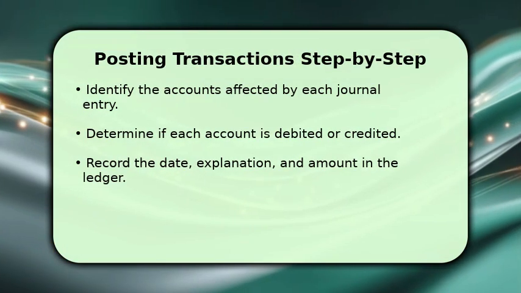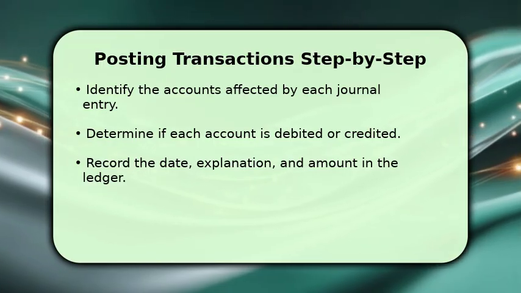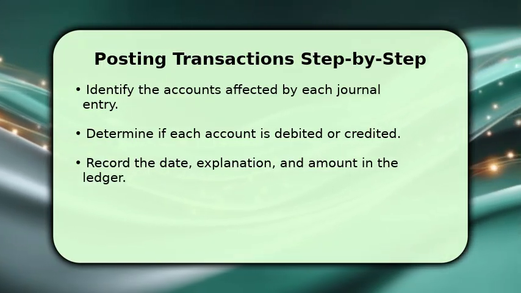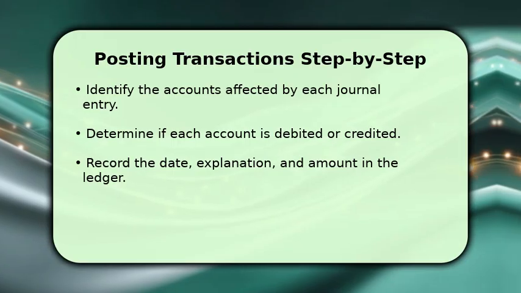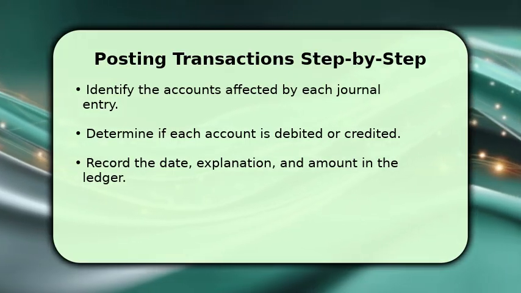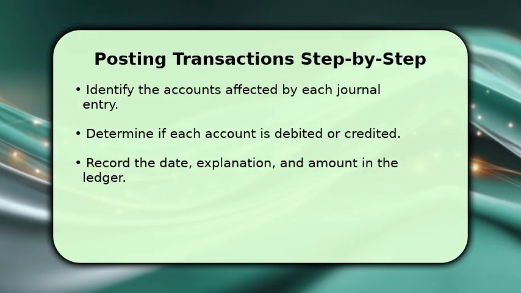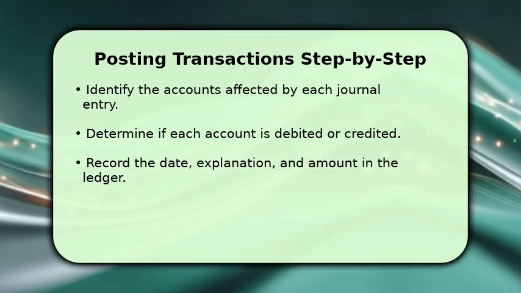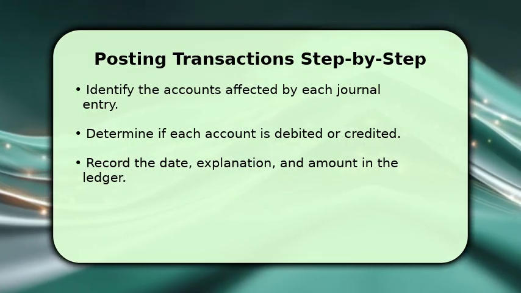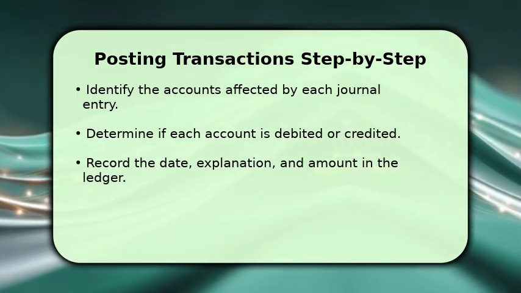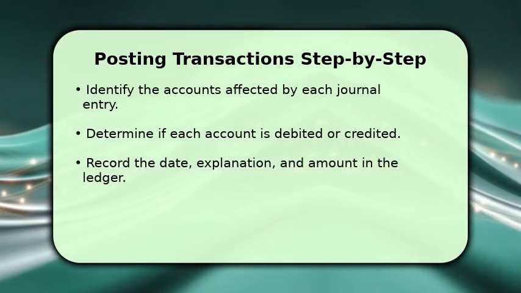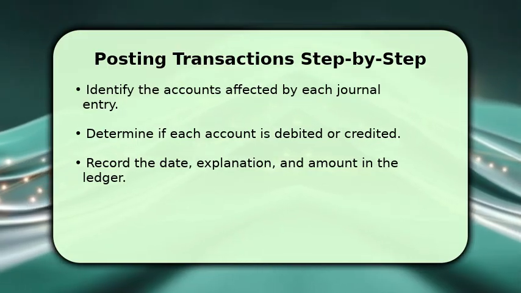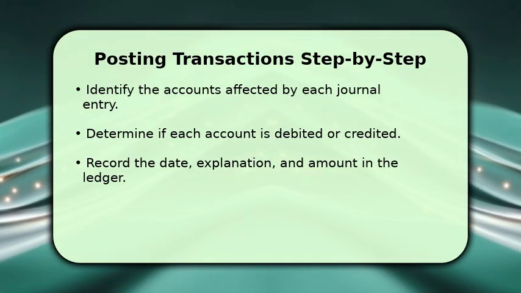To post a transaction, first identify the accounts involved in your journal entry. Next, determine whether each account is debited or credited and by what amount. Then, transfer this information to the respective ledger accounts. For instance, a $200 payment for rent would be a debit to rent expense and a credit to cash. Always include the date, a brief explanation, and the journal reference number for easy tracking.